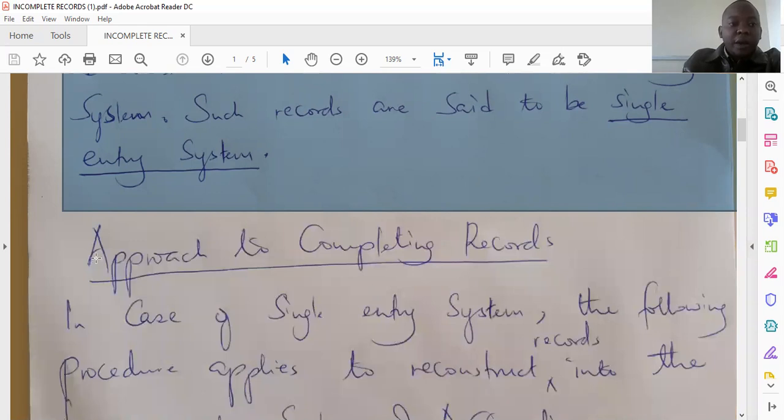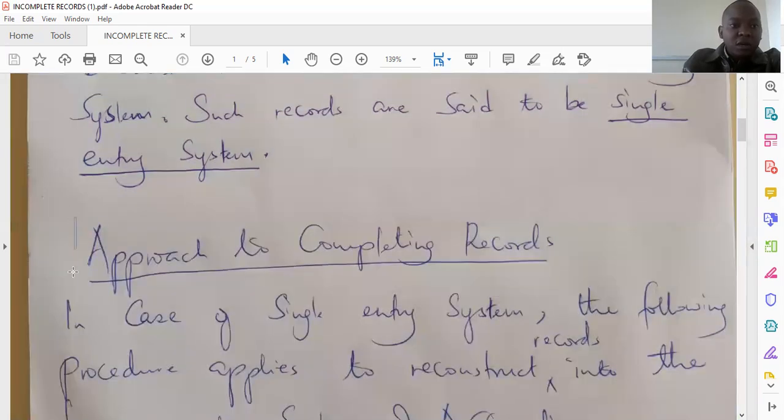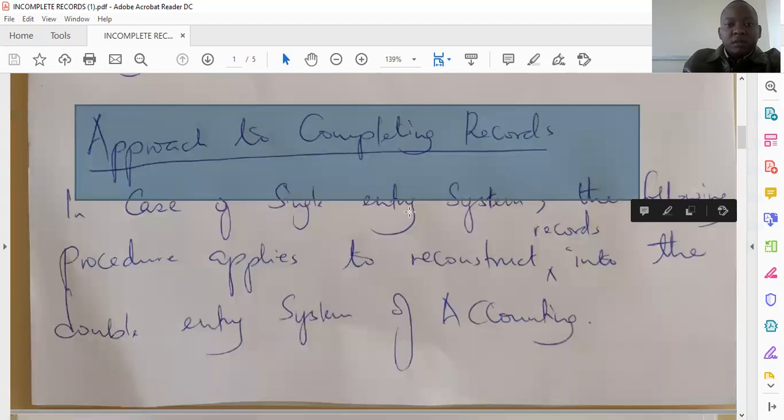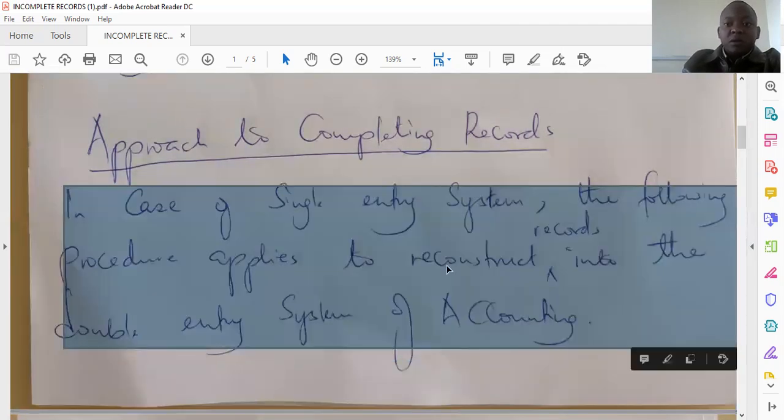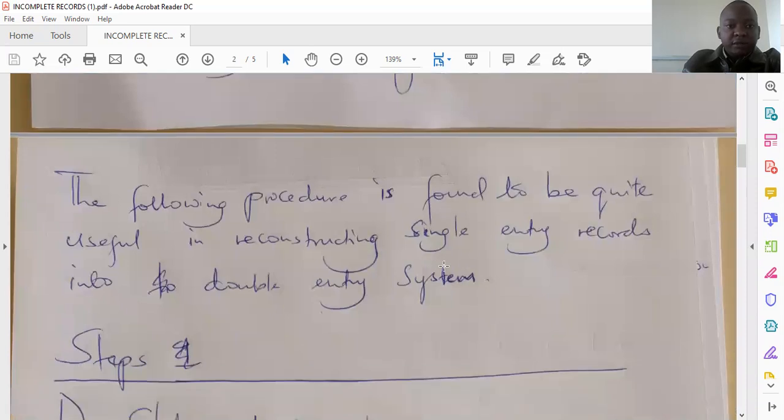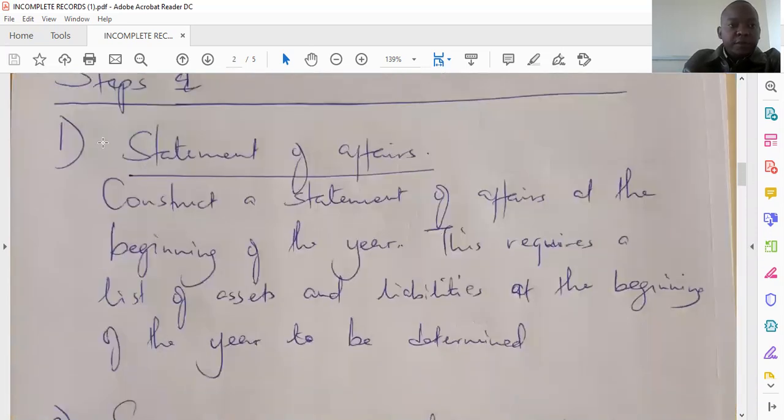So next we look at the approach or the procedure of completing records. So in case of single entry, whereby the transactions have only been posted once, that is in the cash records, or in case of destruction, loss of records, then the following procedure is applied to reconstruct the records into the double entry system of accounting. So you have the following steps.